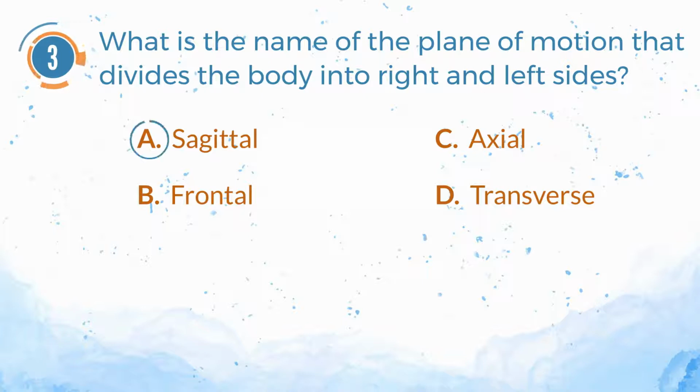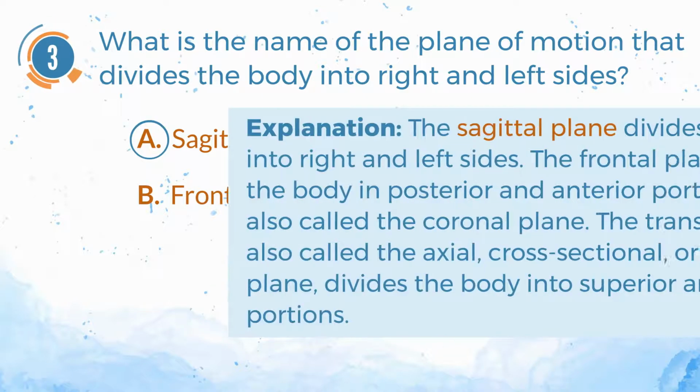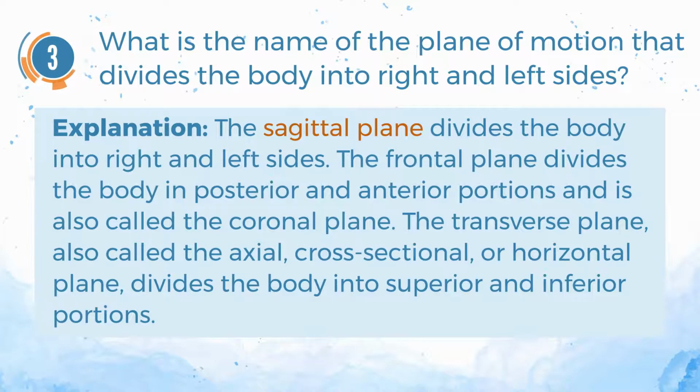The answer is A. Sagittal. Explanation. The sagittal plane divides the body into right and left sides. The frontal plane divides the body into posterior and anterior portions and is also called the coronal plane. The transverse plane, also called the axial, cross-sectional, or horizontal plane, divides the body into superior and inferior portions.